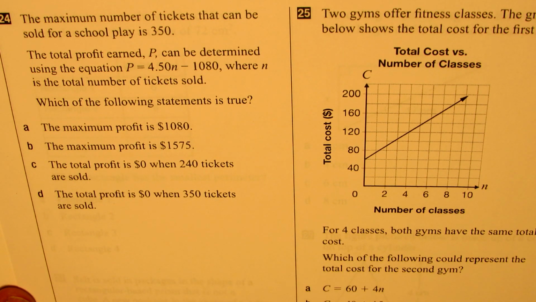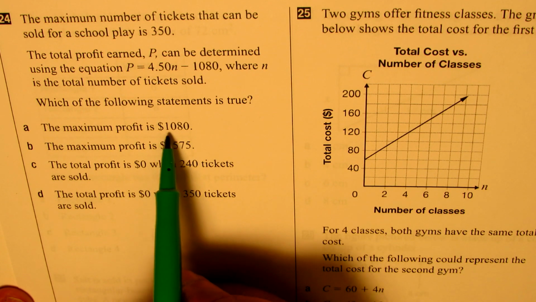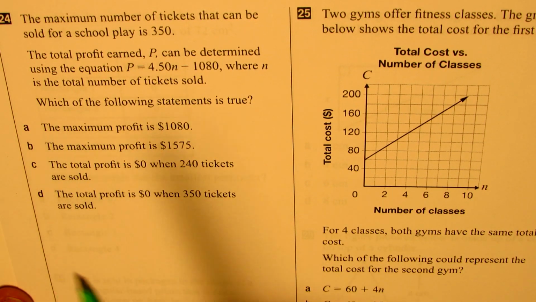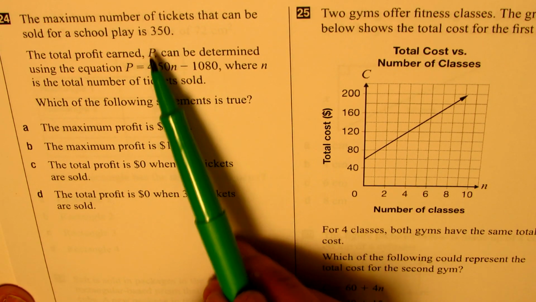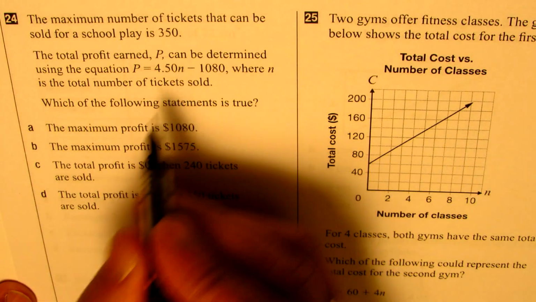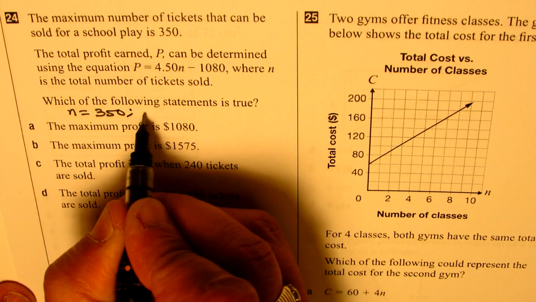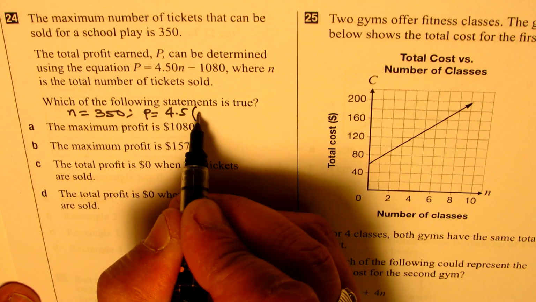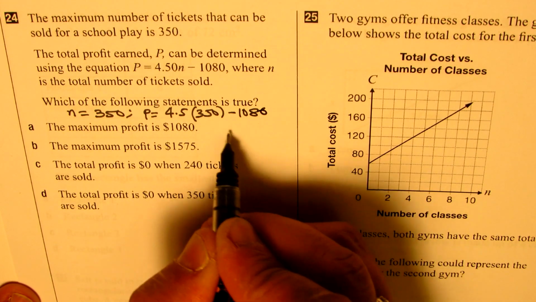Well, that is not the case, right? The maximum profit cannot be 1020. This is a negative value, by the way. So for finding the profit, we can just plug in 350 and calculate, correct? So let's find the profit when n equals 350. In that case, what is P equal to? P will be 4.5 times 350 minus 1080.